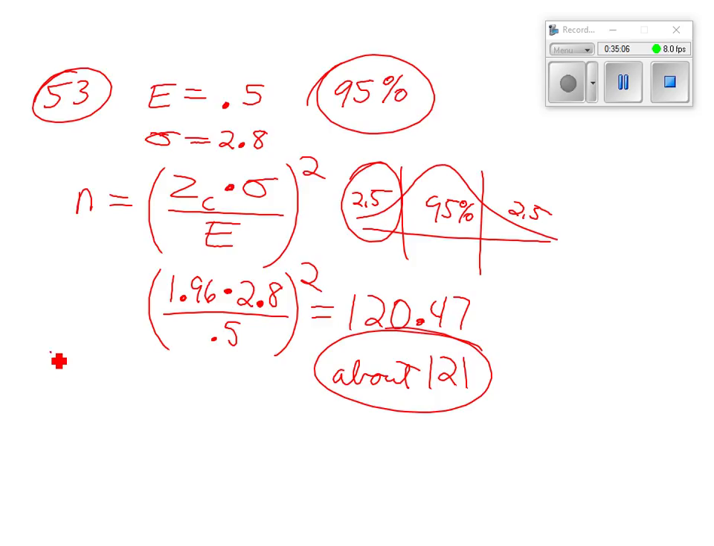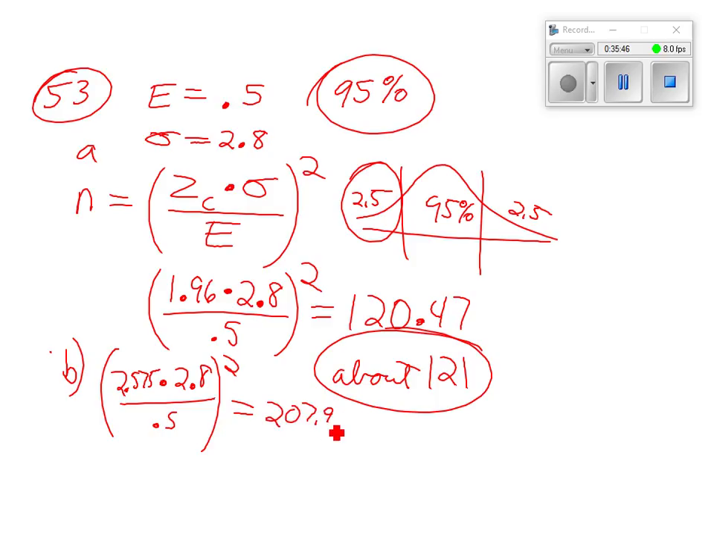What does B say? Repeat part A using 99% confidence intervals. So if we use a 99% confidence interval, everything stays the same except the 1.96. It's 2.575, again from the chart. Somebody do that for us. 207.93. What are we going to do with that? Round it up to 208. So we need about 208 samples to be 99% confident.